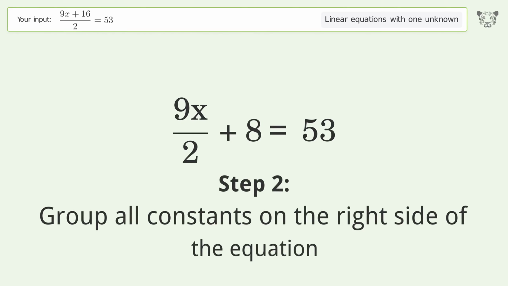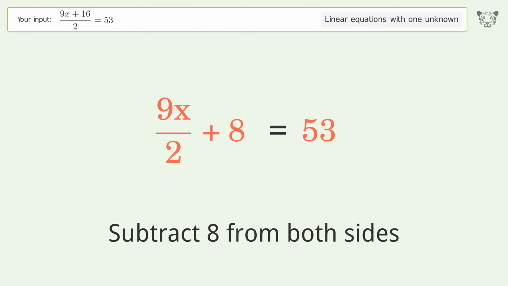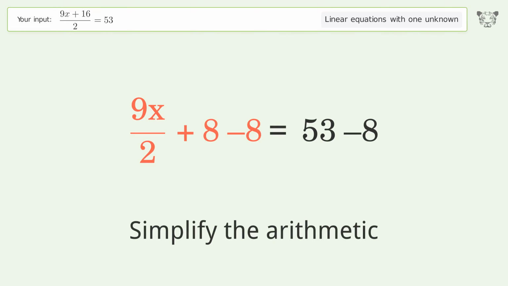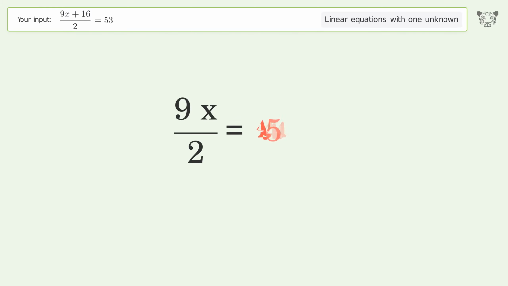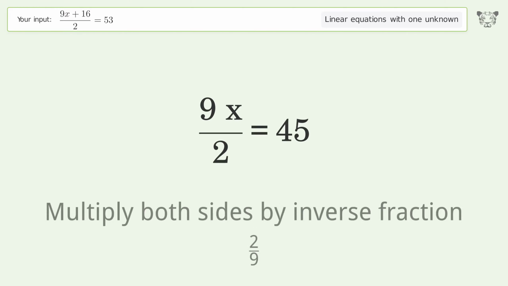Group all constants on the right side of the equation. Subtract 8 from both sides. Simplify the arithmetic. Isolate the x. Multiply both sides by inverse fraction 2 over 9.